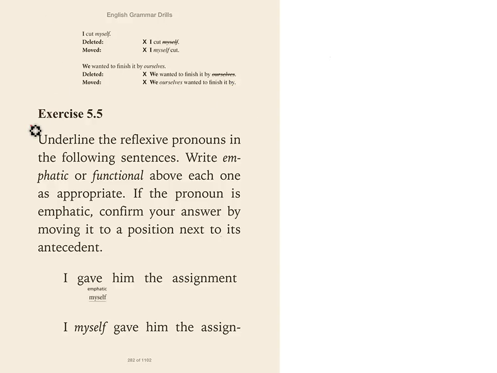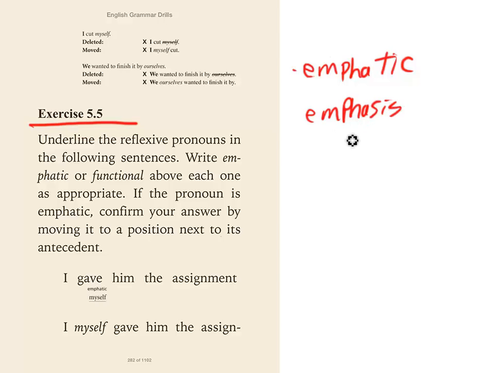It says in exercise 5.5, underline the reflexive pronouns in the following sentences. Write emphatic or functional above each one as appropriate. If the pronoun is emphatic, confirm your answer by moving it to a position next to its antecedent. So you're going to have to rewrite these sentences if it's emphatic. Emphatic means emphasis, and that's a pretty big word. Emphatic, that is an emphatic no. Emphatic is if it's used for emphasis. So that's the emphatic use of a personal pronoun.